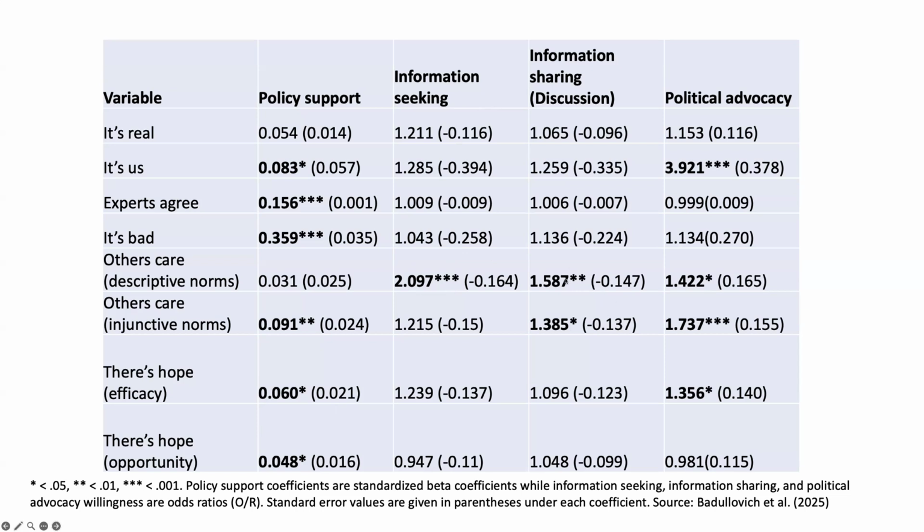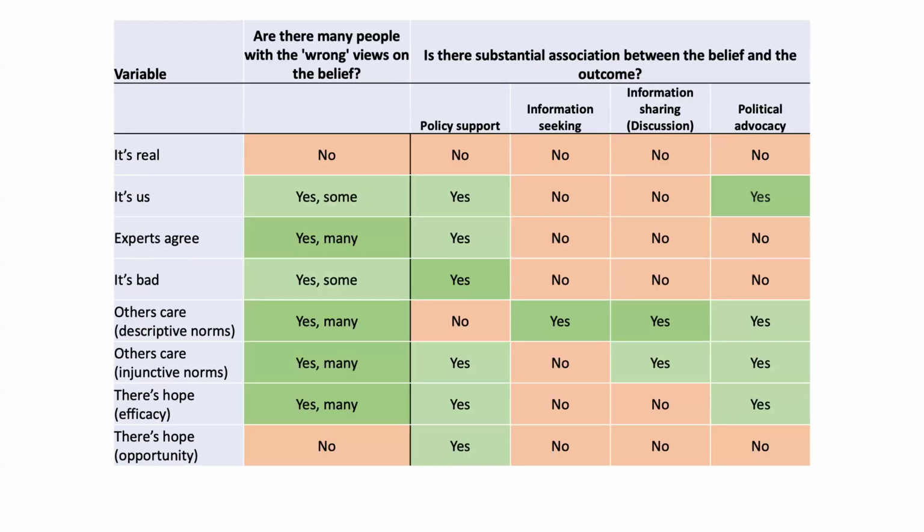So information sharing, both of the others care beliefs were associated with that. Political advocacy, it's us, played a big role. And then others care. And then the efficacy belief under hope was also important for galvanizing political advocacy. So this is a much simpler qualitative way of looking at those two criteria and how the data line up.